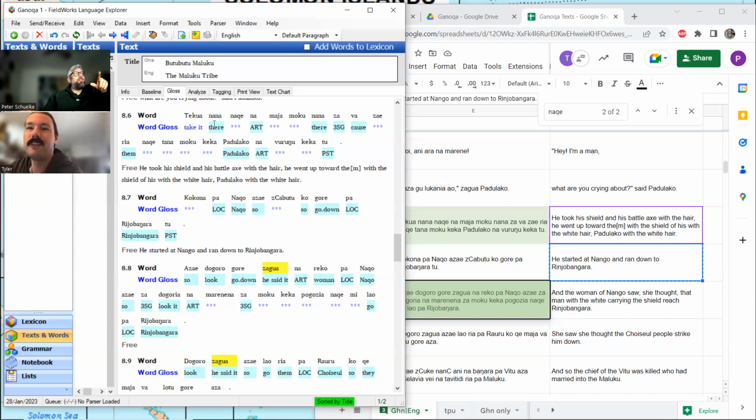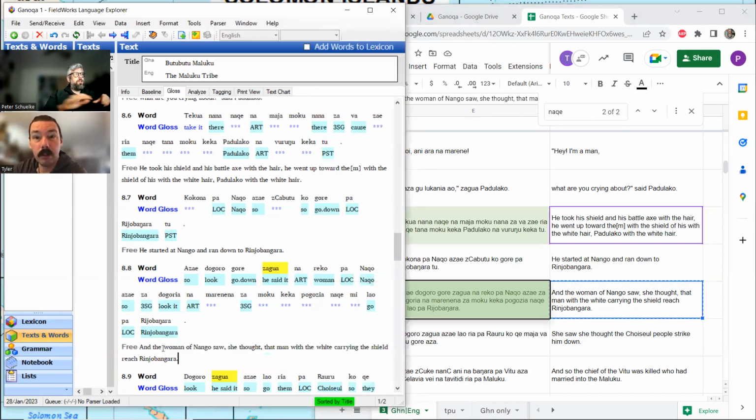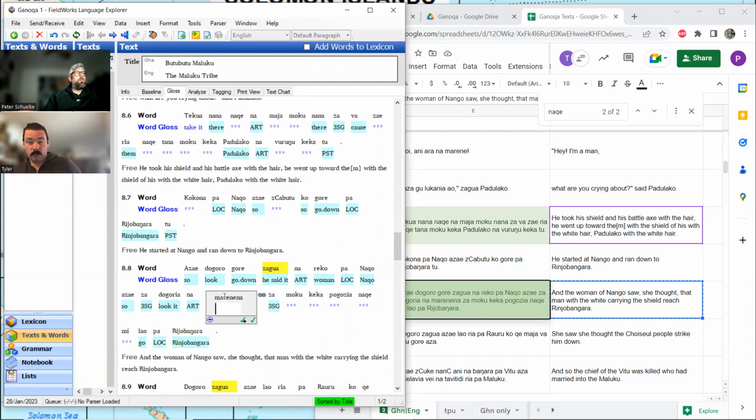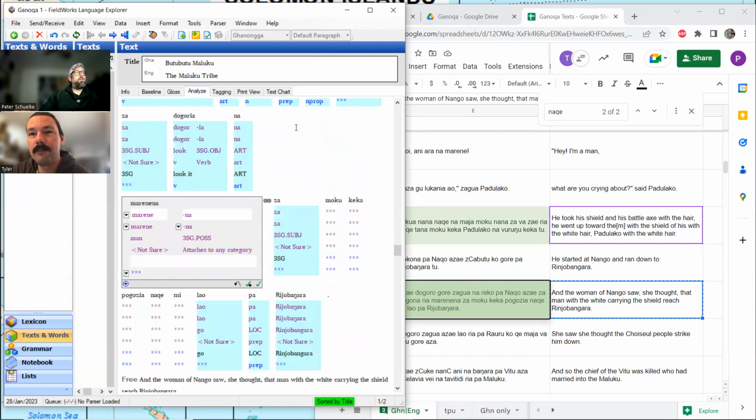Because they aren't using Na. Yeah, okay. So it's not going to be Nange Na because it's alienable. Wait, we see Marena. Let me translate one more sentence. Oh, okay. Yeah. So, and the woman of Nango saw, she thought that the man with the white man carrying the shield reached Ringo Bangara. Now you get Marena Na. Now we've decided Marena is no problem, man.